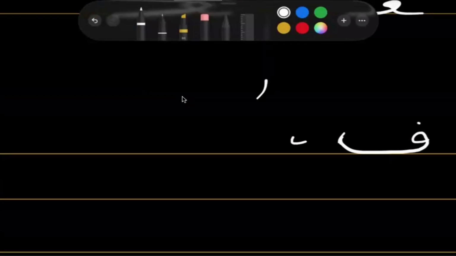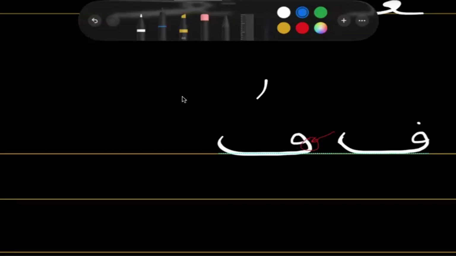Yani, you know, Fa has a neck, which is this amount of the letter here. And you know that the Fa curves before it hits the line, just like the Ba. So it's like a Ba or a Ta or a Tha, except that it has this head here. And of course, Fa has a dot, as you know.